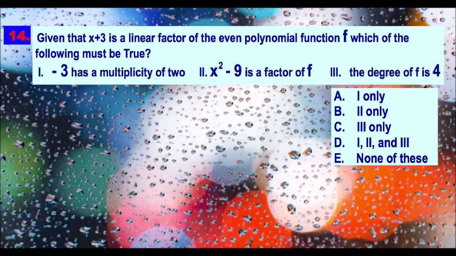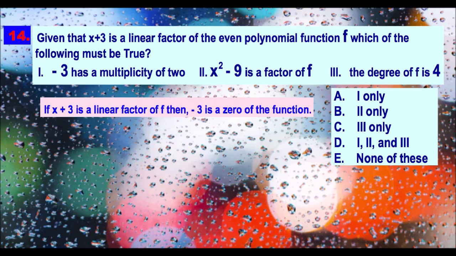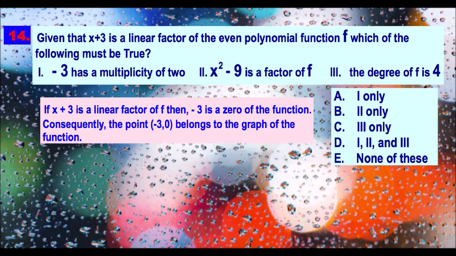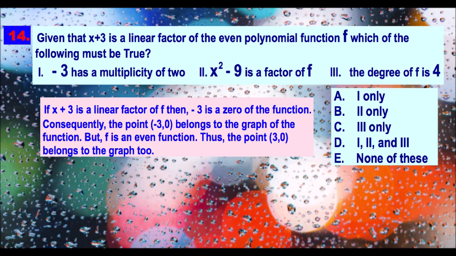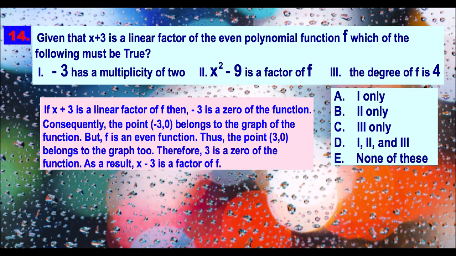Given that x plus 3 is a linear factor of the even polynomial function f, which of the following must be true? If x plus 3 is a linear factor of f, -3 is a 0 of the function. Consequently, the point (-3, 0) belongs to the graph of the function. But f is an even function. Thus the point (3, 0) belongs to the graph too. Therefore, 3 is a 0 of the function. As a result, x minus 3 is a factor of f.